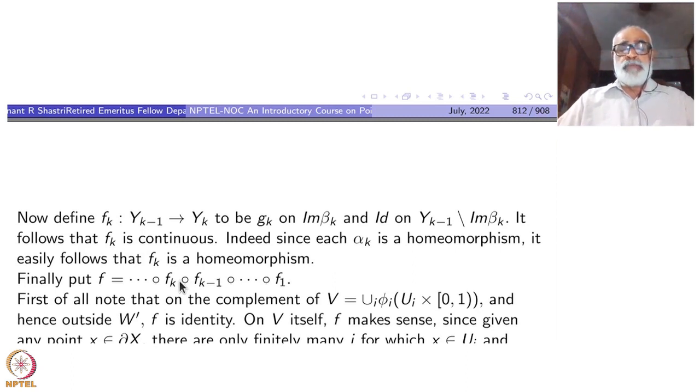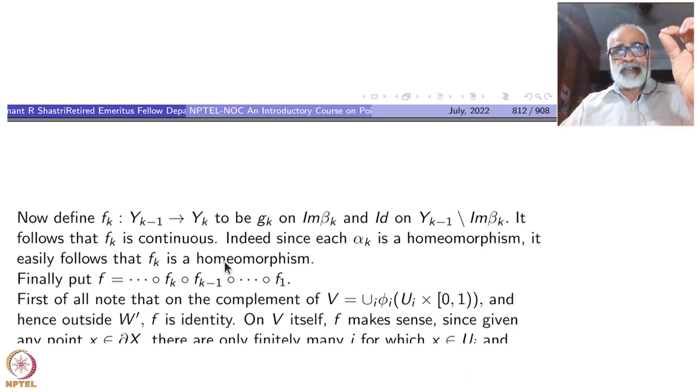Why? Because once the point is outside the support of theta k, this f_k will be just identity. So you are taking only the composition up till here, stretching along these vertical intervals. x will be fixed, (x, t) goes to (x, t'). That is the kind of homeomorphism we have here.